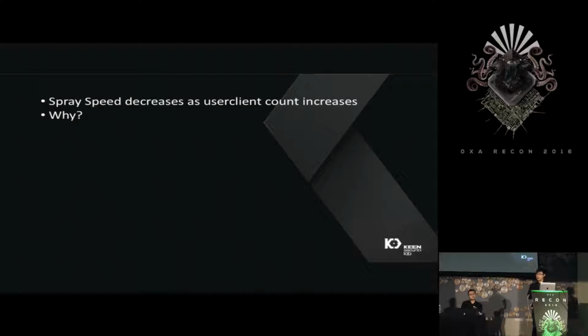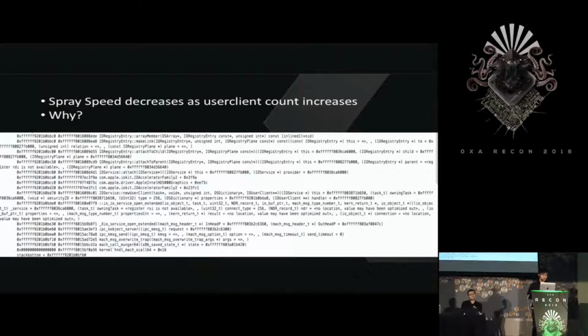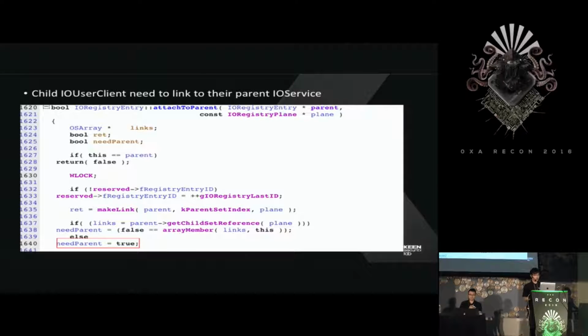And people may ask why. In this kernel stack trace of opening new user clients, we can see that in the IOService newUserClient, it will finally cause some IORegistry attachToParent and attachToChild, and finally into the arrayMember. This is a feature of the IORegistry plane: each IOUserClient needs to link to their parent IOService, and their parent maintains a collection of all its children.